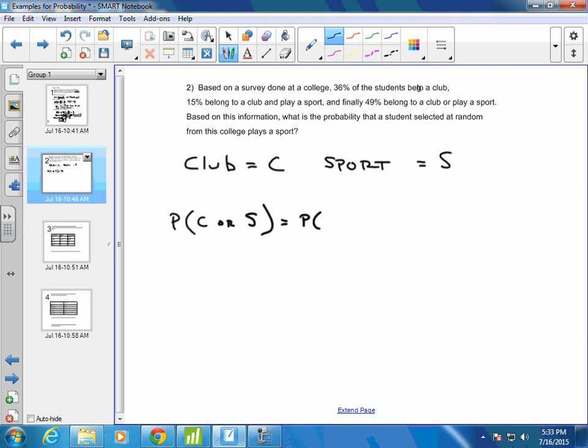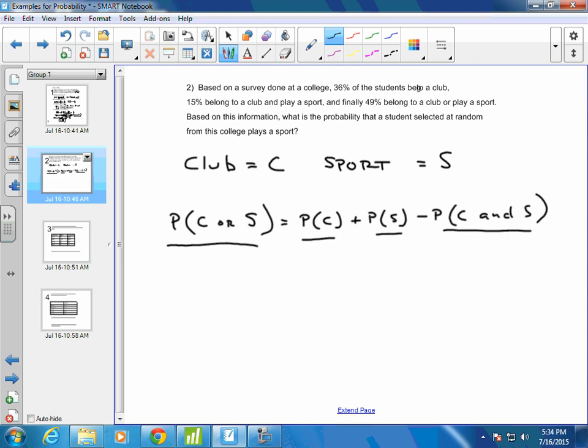So that says take the probability of C plus the probability of S, then subtract away the probability of C and S. Basically here, that would subtract away the students who are both in a club and play a sport. Now, this has 1, 2, 3, 4 different probabilities in the formula. As long as the problem tells us 3 of those probabilities, we can always solve for the 4th.